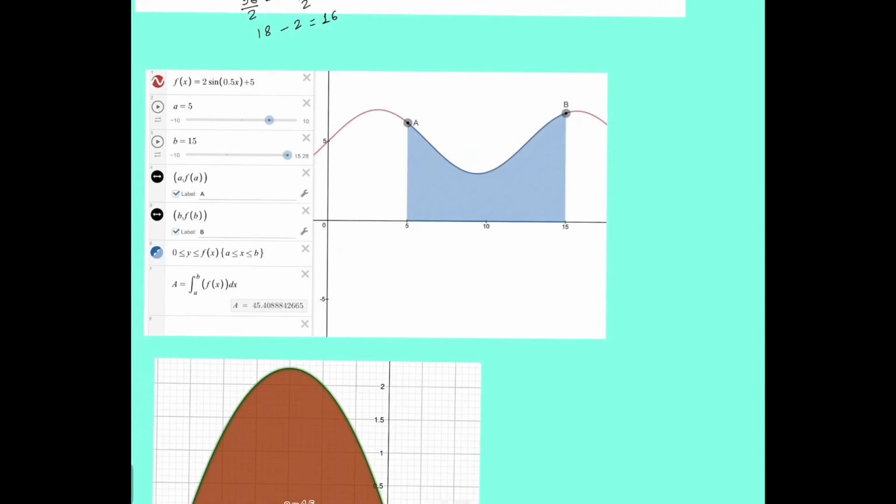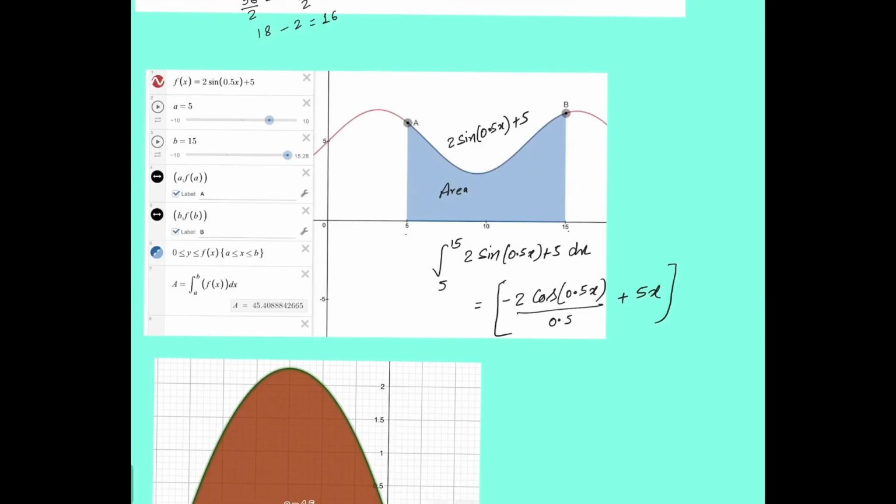For example, here I have a trigonometric function, 2 sine(0.5x) plus 5, and that's the required area. So if I ask you what would be the area, you can simply say integration from 5 to 15, because that's the limit from the first part to the second part of the function, and you plug in the limits after integrating. That would be the required area. I'm just writing this in case you don't need to calculate here, but you can use a calculator, or otherwise you can plug the values one by one. That would be the area.